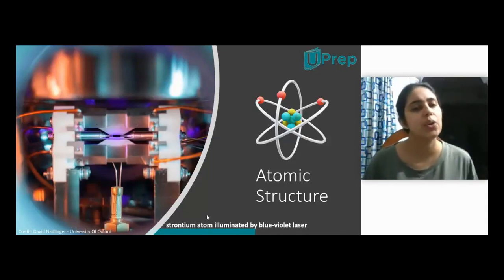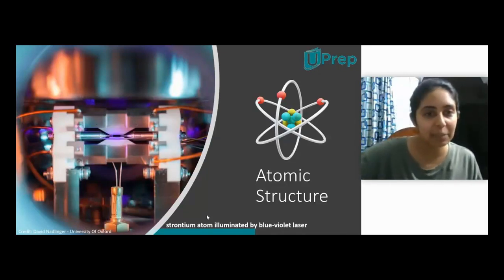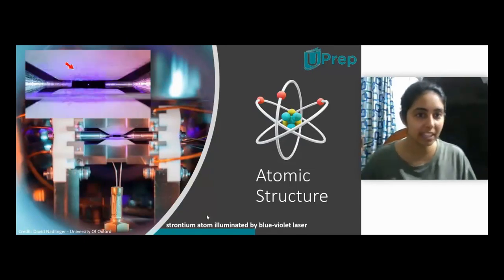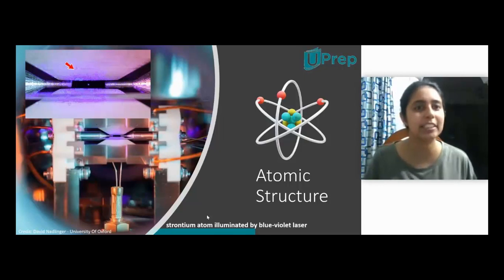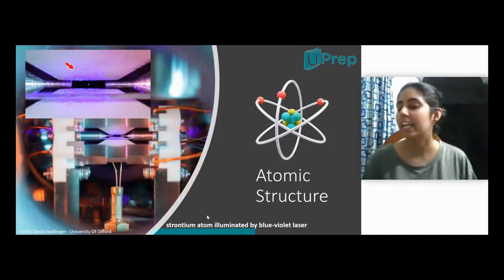If you're not able to see the atom in the picture, let us zoom in and then you'll be able to see it. It's that tiny little dot that you can see between those two probes, right?